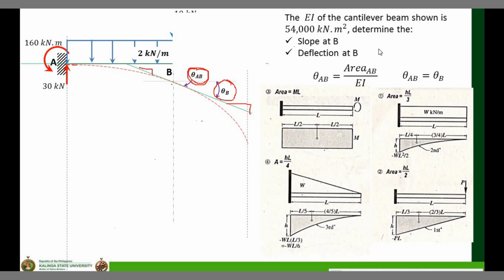Since my focus is from A to B, all the external loads on the right side are not considered, to simplify the computation. So how will I draw the moment diagram from point A to point B? Using point B as my reference, the triangle has a height of 180.